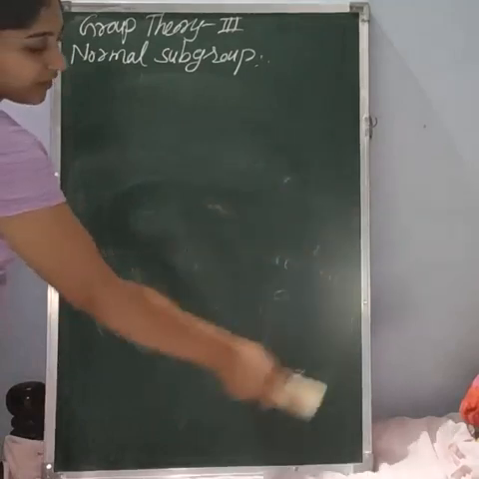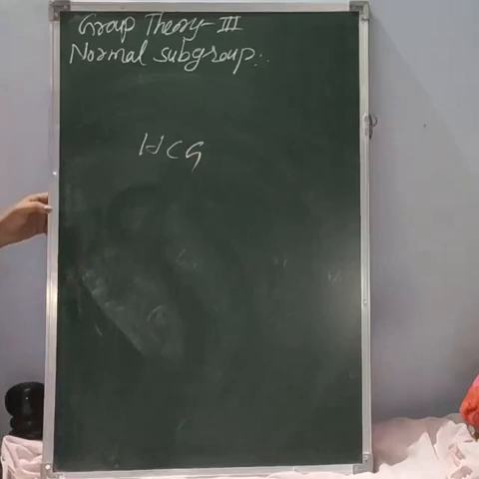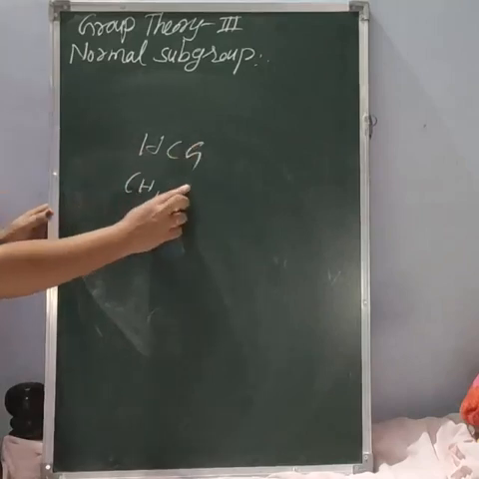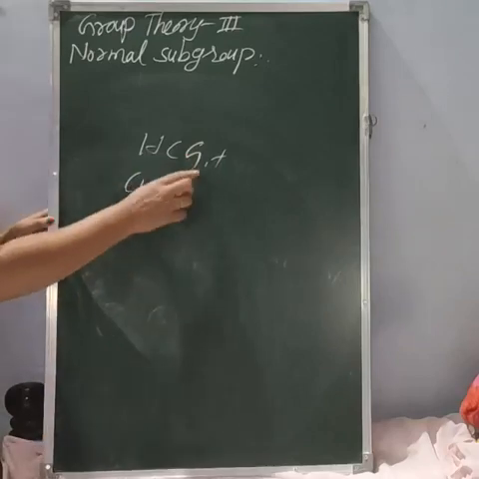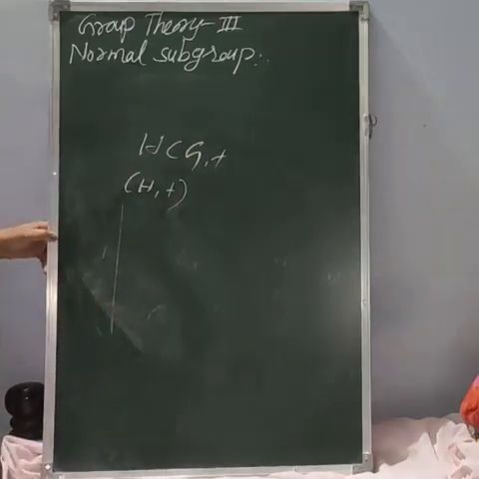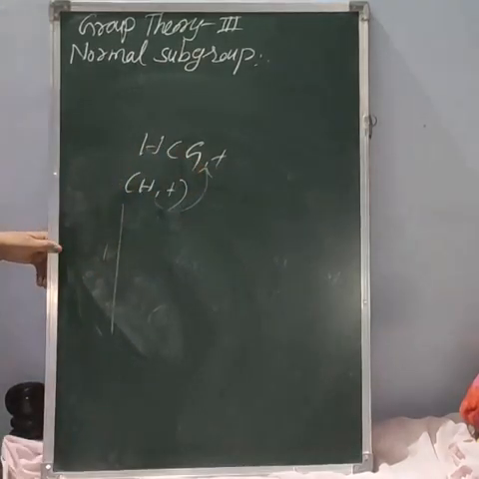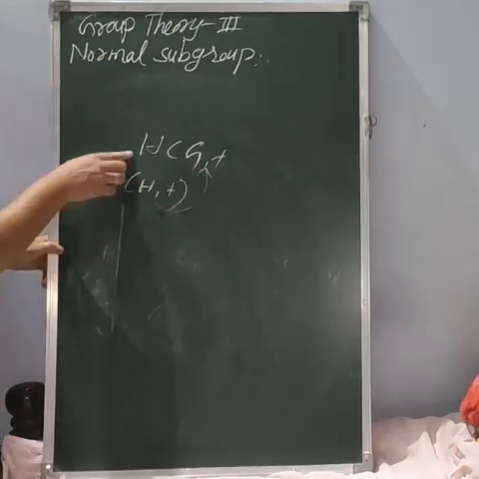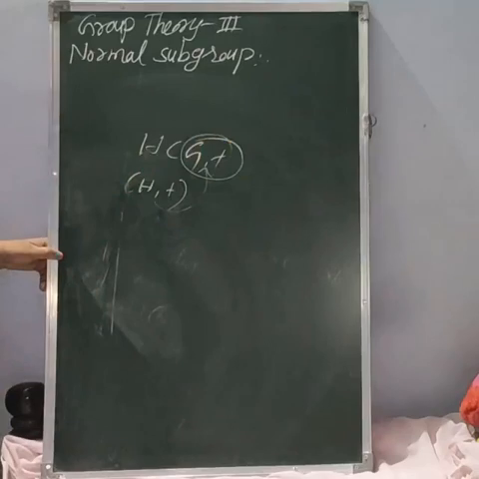Now what is a subgroup? If H is a subset of G, and H together with the same binary operation that G has, for example if G has addition, then H with respect to addition is called a subgroup of G if it satisfies all the four properties. H is called a subgroup of G if H satisfies all four properties with respect to the same binary operation that G has. Then we can call H the subgroup of G.